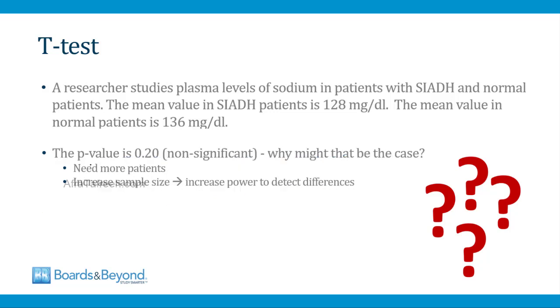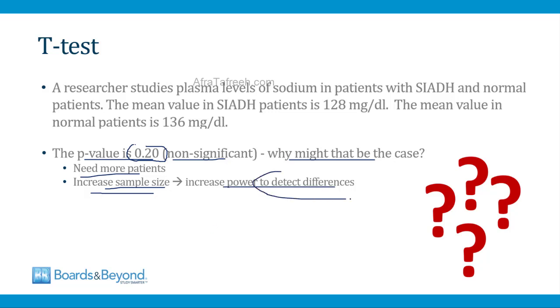And here's another question. The example is the same, but they tell you the p-value is 0.20, which is non-significant, and they ask you why might that be the case. And the answer could be that you need more patients. Remember that the number of data points, in other words, the size of the sample you are studying, has a bearing on the p-value. And if there are very few patients in a study, that can cause the p-value to be greater than 0.05. If you increase the sample size, it makes it more likely that you will have a smaller p-value, and it gives you more power to detect differences between groups. And I talk about this in detail in the video on hypothesis testing.